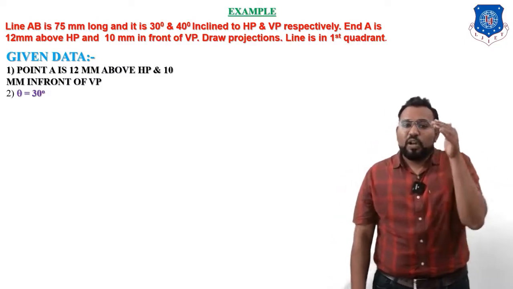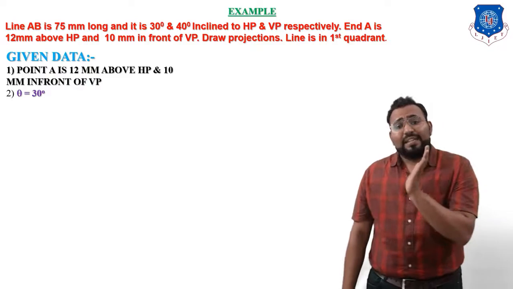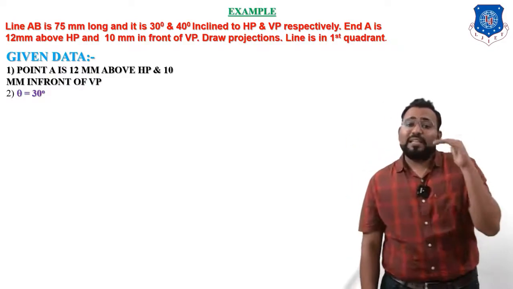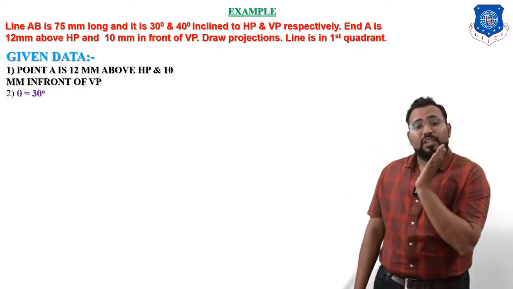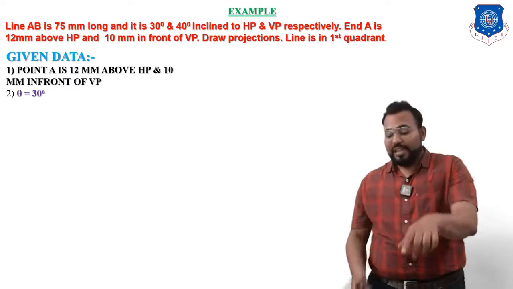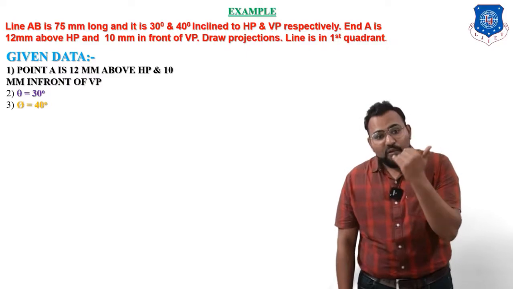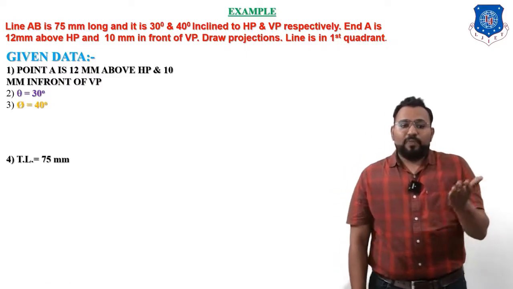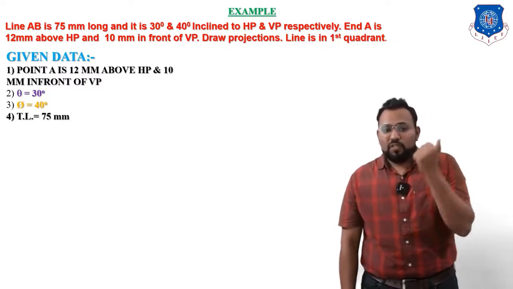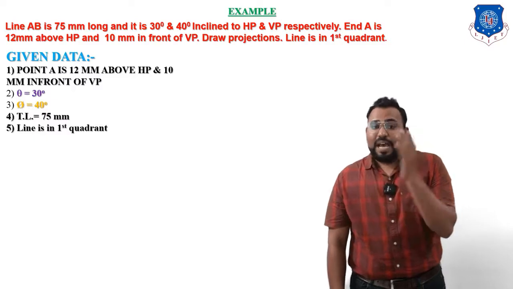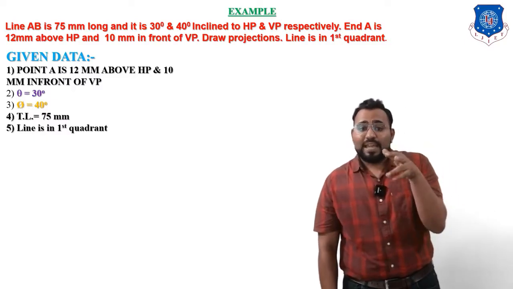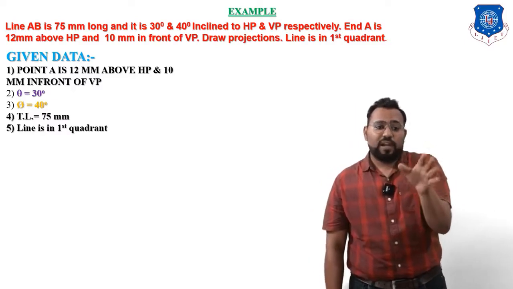So we know that true length is making an angle theta with HP and true length is making angle phi with VP. So theta equal to 30 degree and phi equal to 40 degree. So that's how you can decide. Now he has given the true length is equal to 75 mm, and here he has given that the line is in first quadrant.